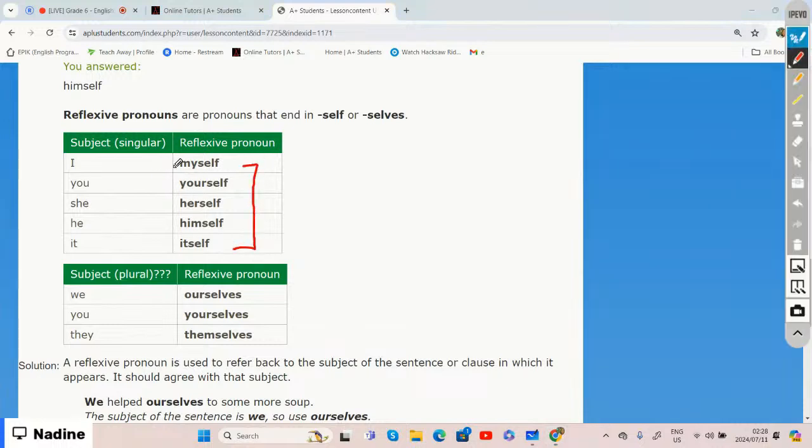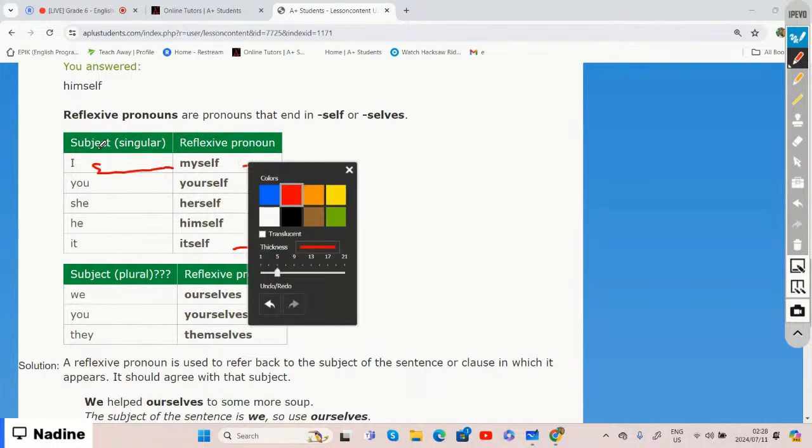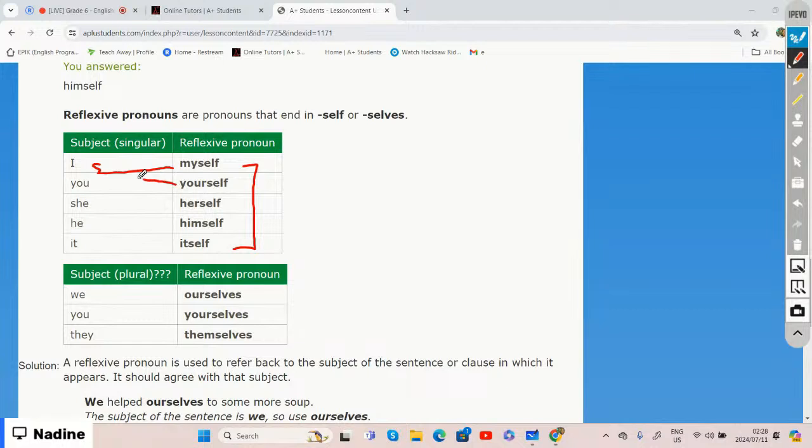need to refer back to our subjects. Myself needs to refer back to I. Yourself needs to refer back to you. Herself needs to refer back to she. Himself needs to refer back to he. Itself needs to refer back to it. The same with ourselves needs to refer back to we, yourselves to you, themselves to they. And that is reflexive pronouns.